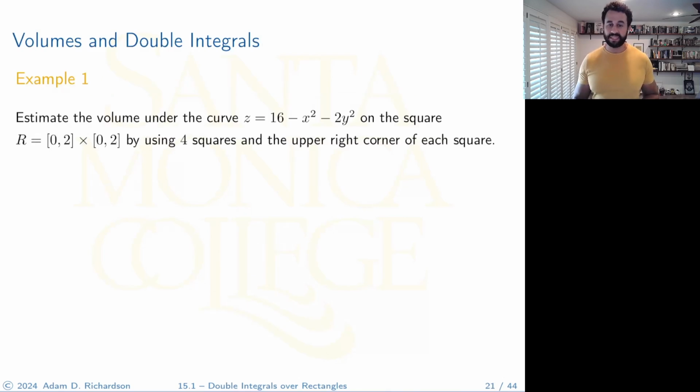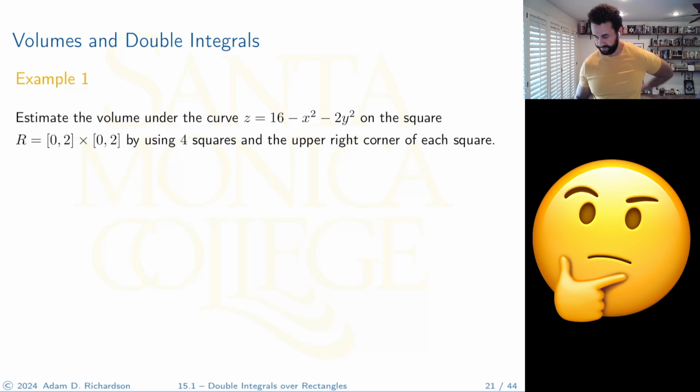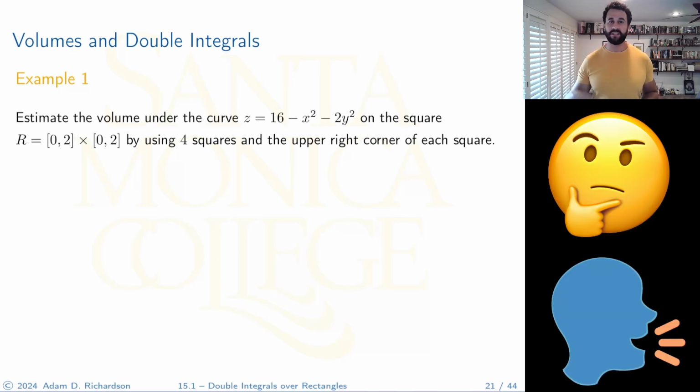So let's do this. Let's estimate the volume under the curve given by this equation on the square [0, 2] cross [0, 2]. We're going to use 4 subsquares, and we're going to pick the upper right corner of each square for our sample point, okay? So this one I do want you to try on your own, so think about it for a minute. And then, as usual, say something out loud, either to yourself, to your dog, to your sister, your brother, your friend, your group mates, somebody, just to give yourself that oral feedback, that audio feedback.